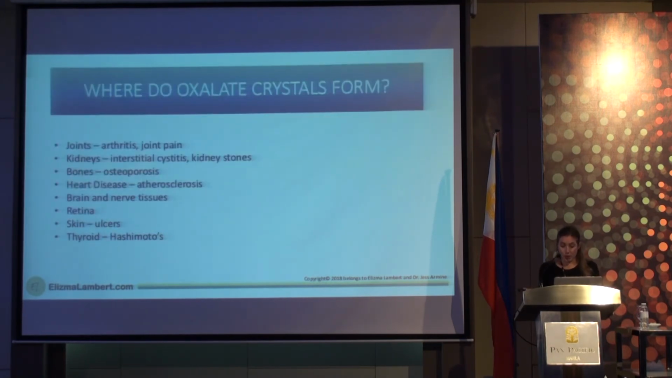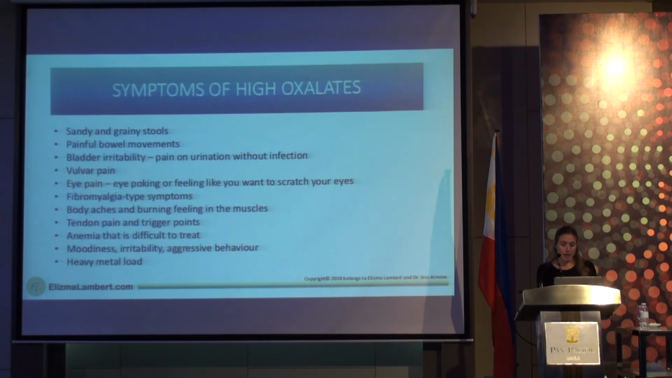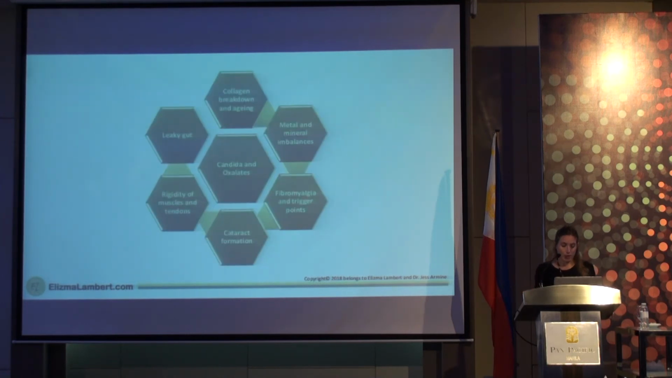And because I'm going to rush through things, this is just a list of where oxalate crystals can form. They can form anywhere in the body, not just the kidneys. And these are just some of the symptoms of high oxalates, which you can read through later when you get the slides. And so apart from the fact that Candida can contribute to collagen breakdown, the arabinose can also produce cross-linking of proteins, which can then disrupt collagen synthesis. And we can really see how Candida and oxalates can contribute to a lot of inflammation in the body.